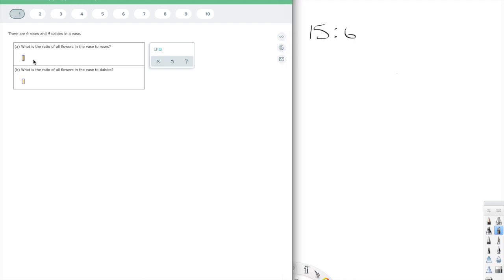I'm trying to remember if they might have us reduce here. So I'm going to try it not reduced, and then I'm going to go back and see if they want us to reduce it, because I don't particularly remember if they have us reduce it or not.